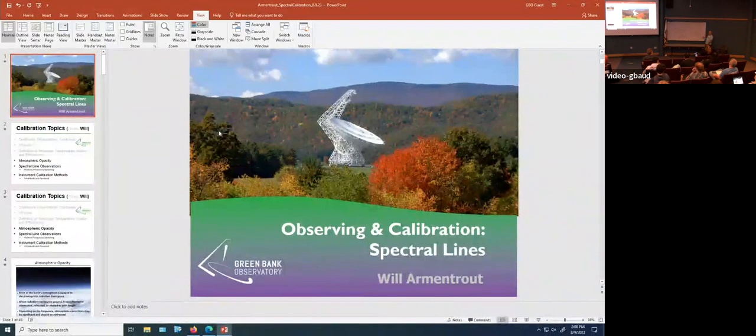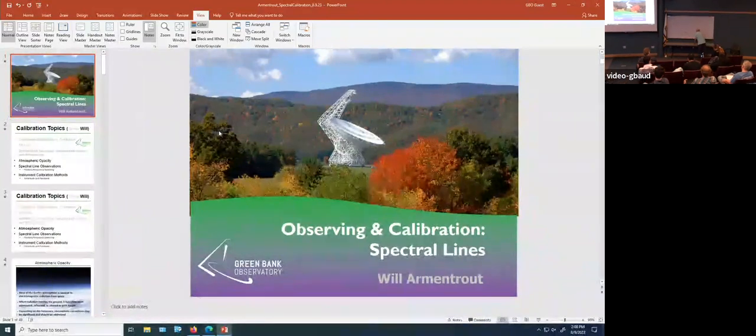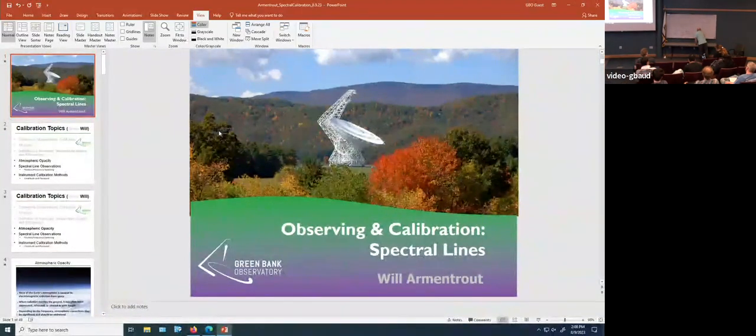If your source is really big, you can actually go out of the galactic plane. So if you're mapping along the galactic plane, you literally go out of the plane, get your off, and then come back. That works at lower frequencies where the sky isn't changing that much, but at higher frequencies, it's challenging.